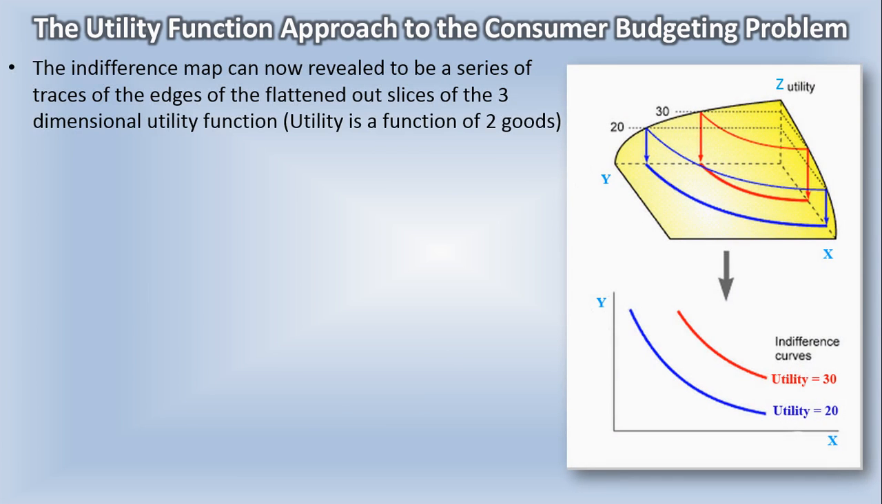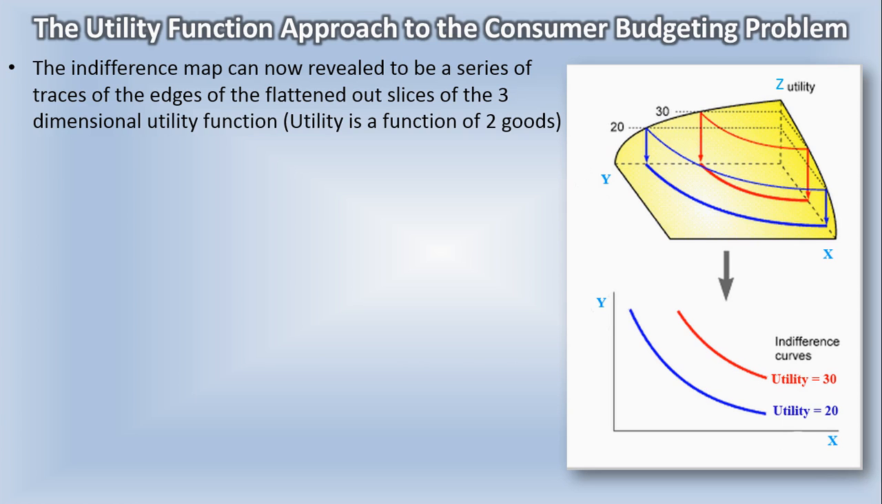So again, the indifference curve map can now be revealed to be a series of traces of the edges of the flattened out slices of the three-dimensional utility function, where utility is a function of 2 goods. This is a terrible representation of it, but ultimately what it looks like is a bowl shape, a round, circular kind of dome shape. And this is just a quarter of that dome. You've got the flat part of the dome, the bottom of it, which is represented by the X and Y axes, and then you've got the height of the dome, which is represented by the Z axis. Utility is measured along the Z axis, which is the height of the dome.